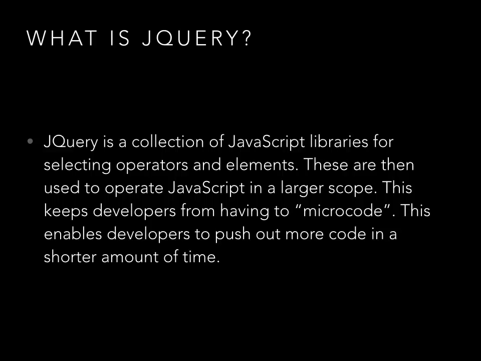So, what is jQuery? jQuery is a collection of JavaScript libraries for selecting operators and elements. These are then used to operate JavaScript in a larger scope. This keeps developers from having to microcode, meaning that developers can push out more code in a shorter period of time rather than having to code widgets and plugins from scratch.